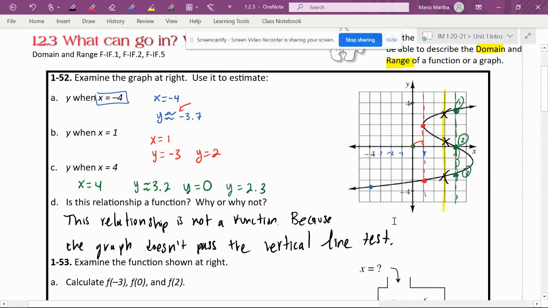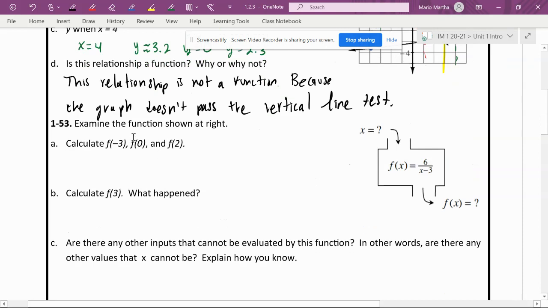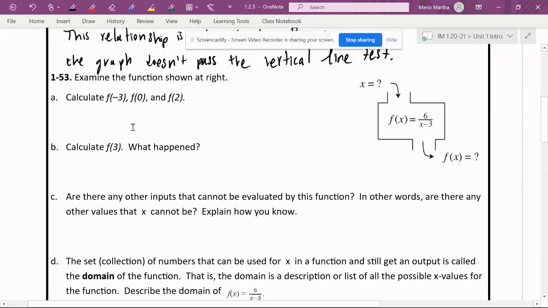So let's look at our next question right there. Examine the function shown at right. They want us to calculate f of -3, f of 0, and f of 2. They also want us to calculate f of 3 and see what happens. And are there any other inputs that cannot be evaluated by this function? Remember, inputs are values that go in, right?